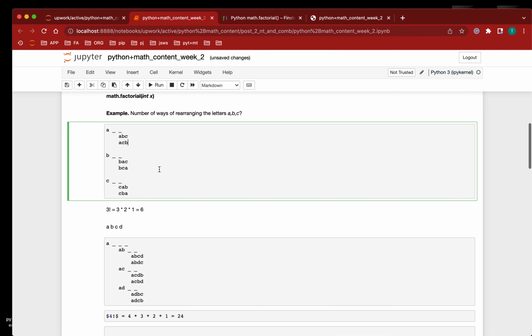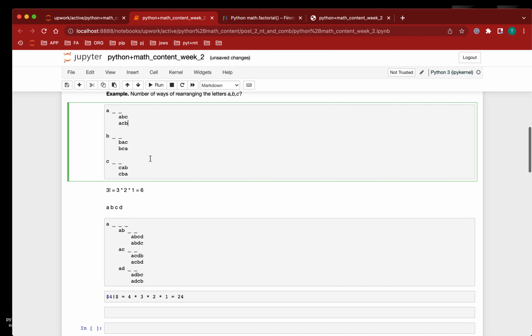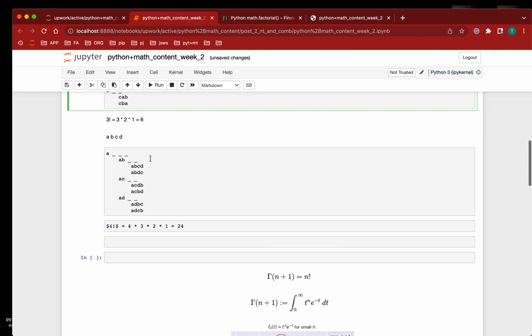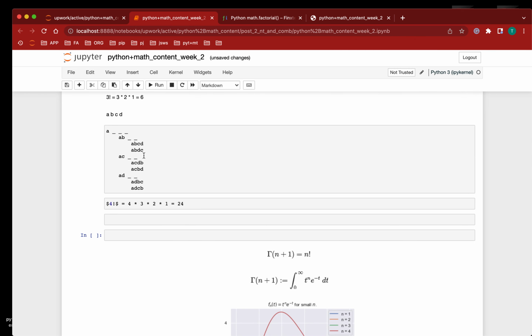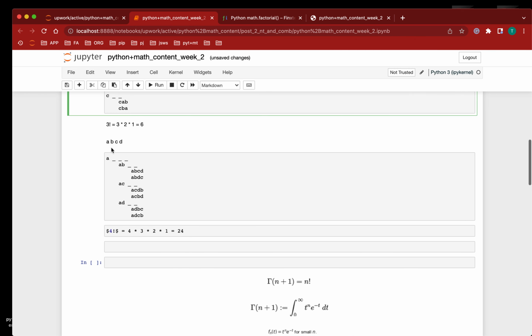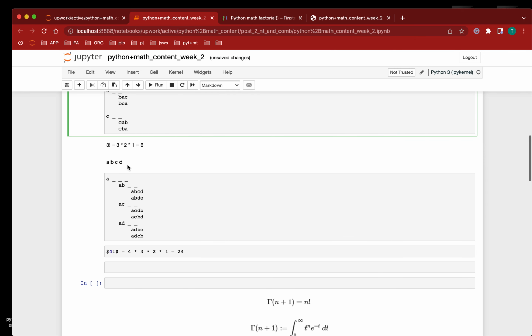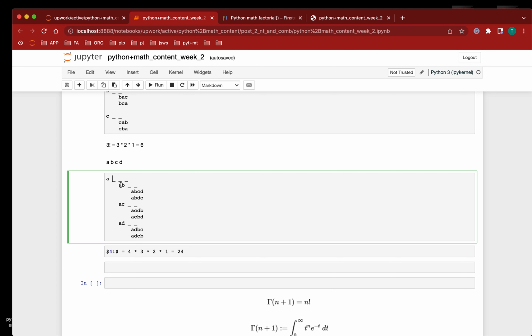We can abstract this approach to 4 letters. Here I've written up the A branch. You can first have the rearrangements starting with A, and then you have 3 other possibilities coming from this branch: AB something something, AC something something, AD something something. So there are 3 branches, and then there are 2 branches coming out from each one of them.